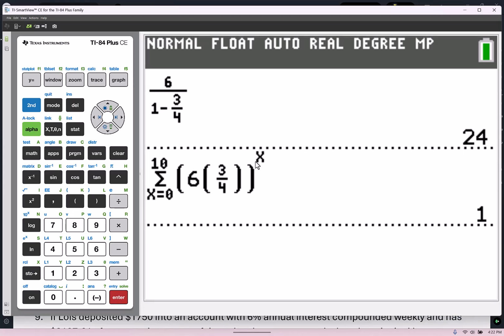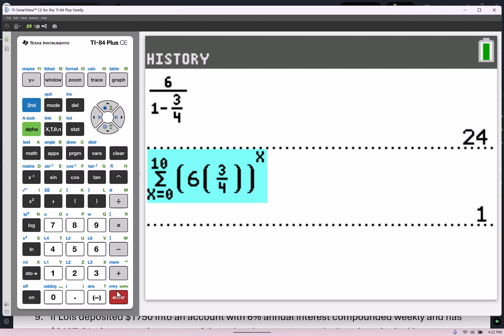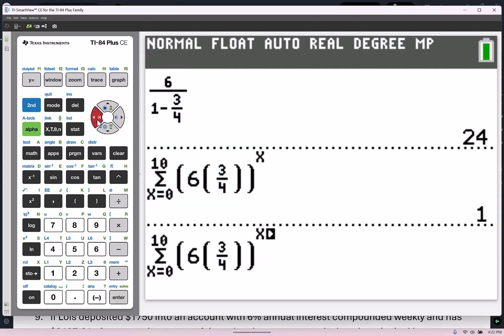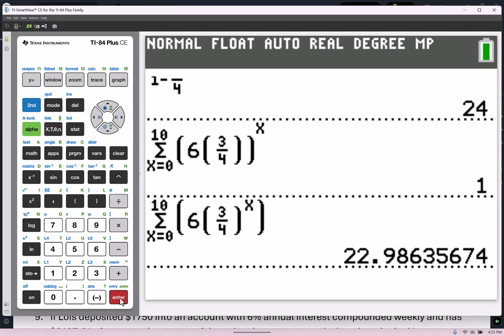Okay, why is it wrong? Notice where my X is at. It needs to be outside the 3/4. And the way it's written right now, it's outside of everything. Do you guys see that? Okay, delete. Let me go back inside. There it is. Now it's correct. There we go. Okay, 22.98.